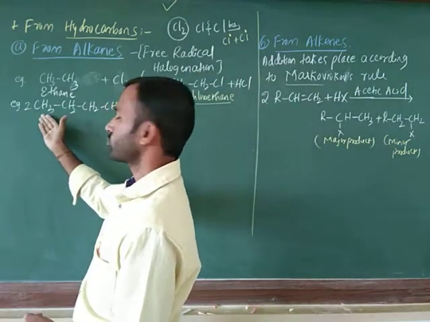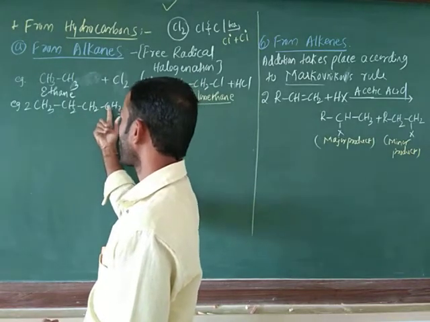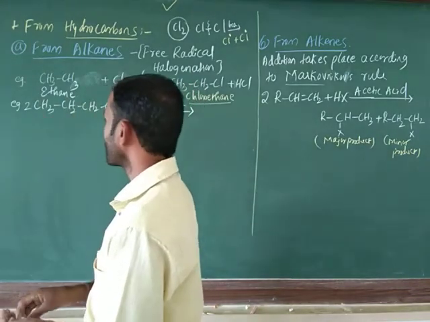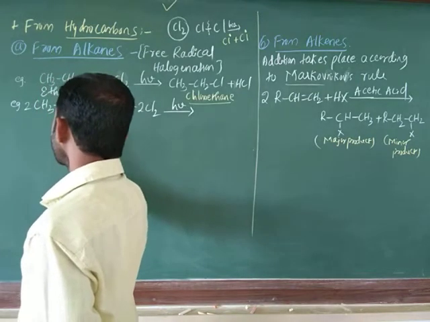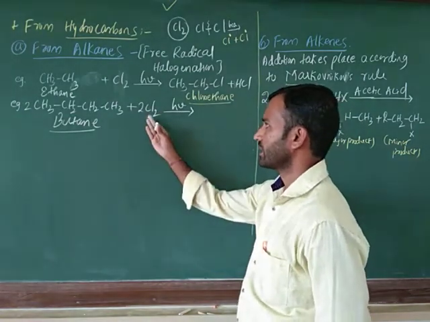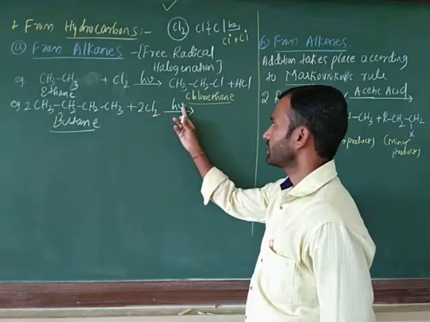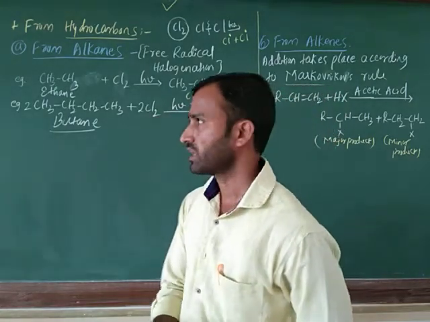The second example: they are going to take 2 moles of this alkane. What is the IUPAC nomenclature? 1, 2, 3, 4, the name of this one is butane. But means 4, no? That is why they write butane. The butane is an alkane. This can react with 2 moles of Cl2 in the presence of hv. hv means 100% a free radical mechanism takes place.